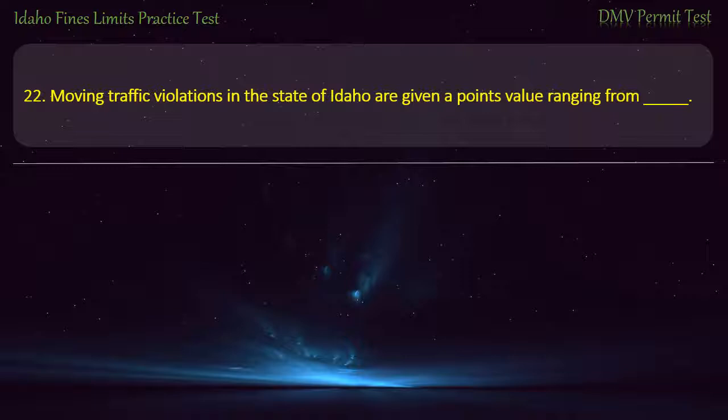Question 22. Moving traffic violations in the state of Idaho are given a points value ranging from 2 to 6, 1 to 4, 5 to 15, 5 to 10. Answer. 1 to 4.